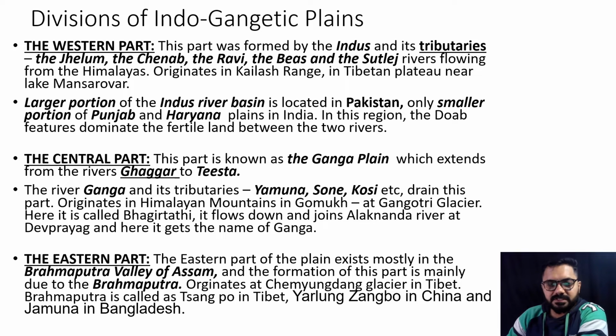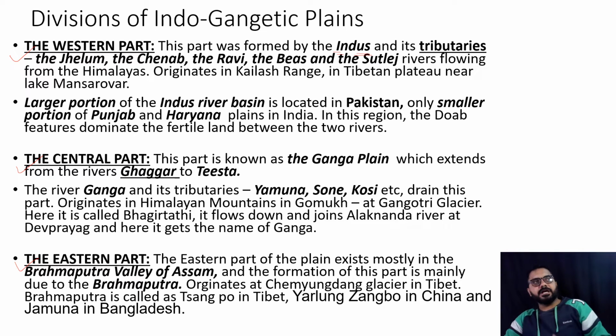As we have just studied, the three divisions of the Indo-Gangetic Plains are the western part, the central part, and the eastern part. So let us look at them in detail. The western part is formed by the Indus River and its tributaries. So what are the tributaries of the Indus River? The tributaries of the Indus River are the Jhelum, the Chenab, the Ravi, the Beas, and the Satluj River. What is a tributary? A tributary is a river or a stream that joins the main river. That is called a tributary.